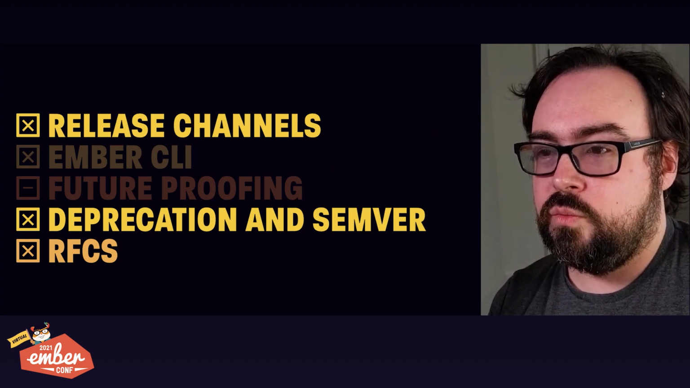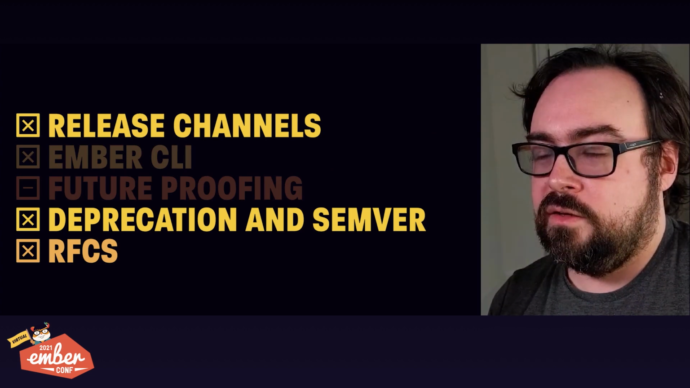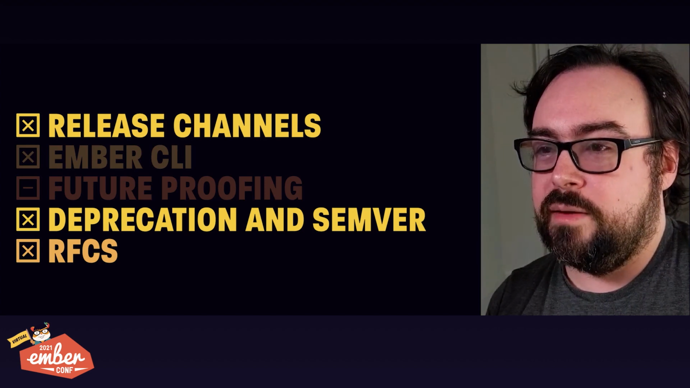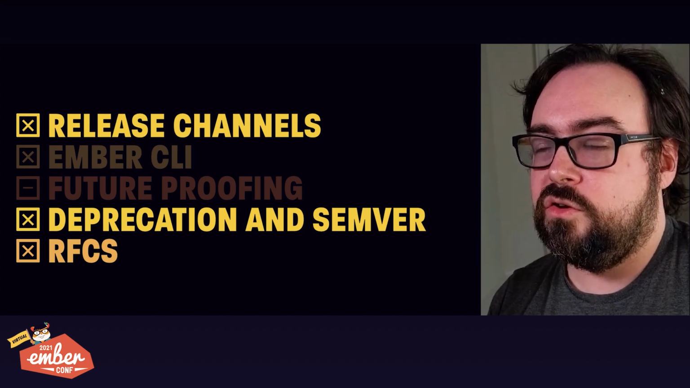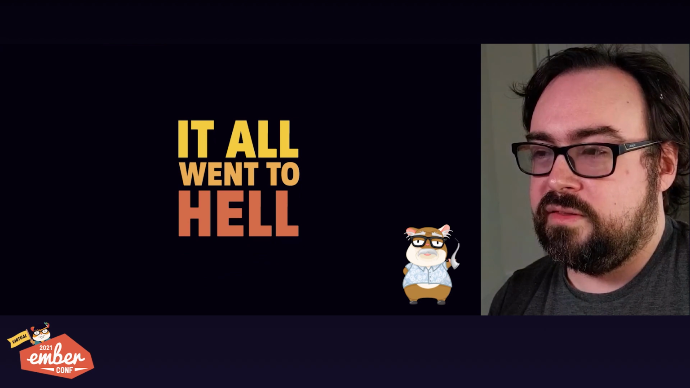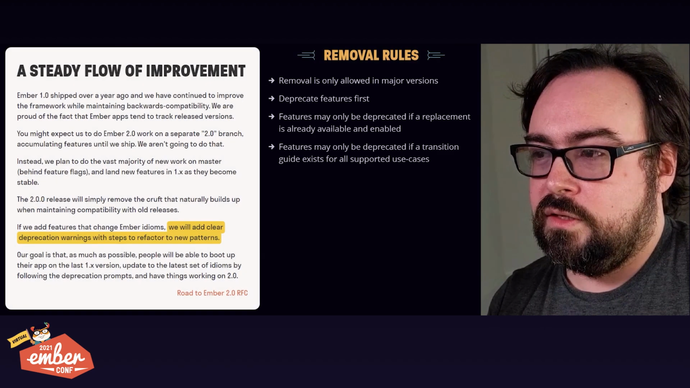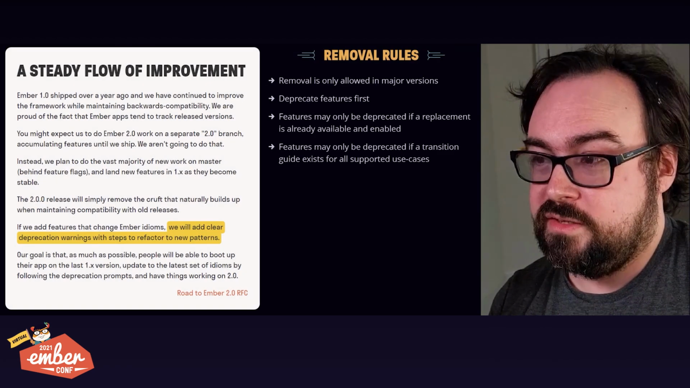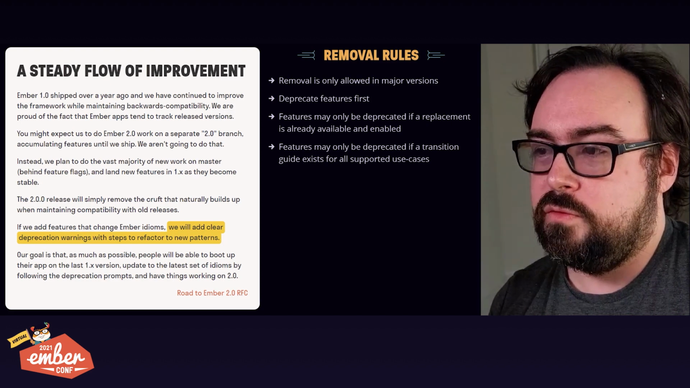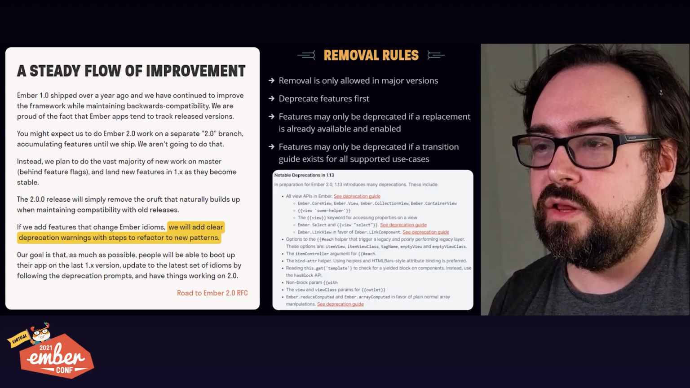We have release channels. We have RFCs. We made a road to Ember RFC. We have deprecation. We're definitely going to make sure we deprecate everything we're going to remove. We felt really good about all of this. But then it all went to hell. You see, we had made a critical mistake. We thought deprecations and removals are now part of our process, so we can do a lot of them.